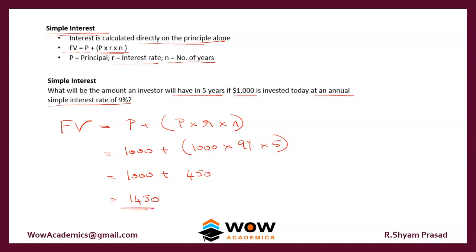So this is about simple interest, where the interest is simply added on the principal directly, and for any number of years it's just kept on being multiplied. So that is simple interest. We'll move on to compounding.